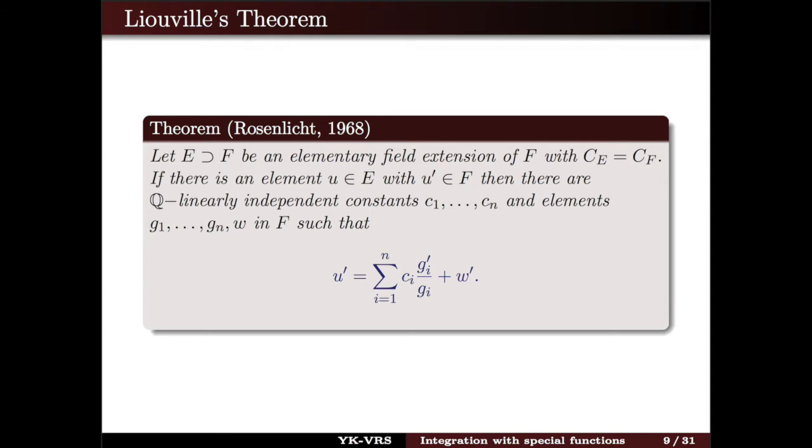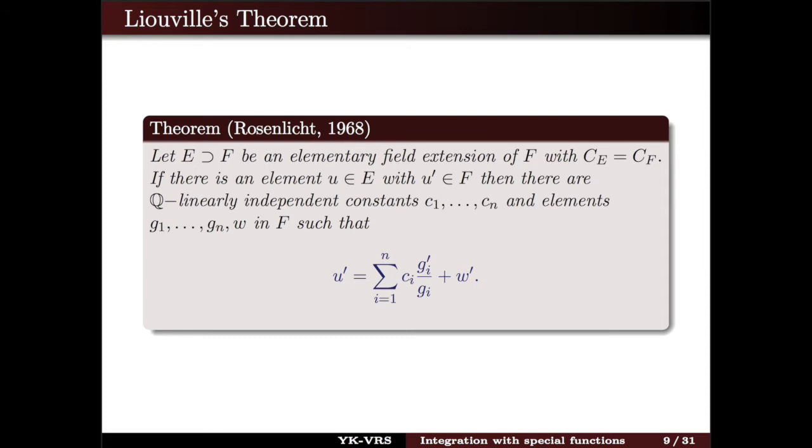Okay, so we'll move on to Rosenlicht's theorem. Rosenlicht's theorem is essentially that if I have an elementary field extension, so if I take an element u in E whose derivative is in F, then u has to be a linear combination of logarithms plus an element coming from the base field. This is Rosenlicht's theorem, or what's called Liouville's theorem. Here the c_i are all constants, and the g_i and w are all coming from the base field F. Okay, so this is if and only if.